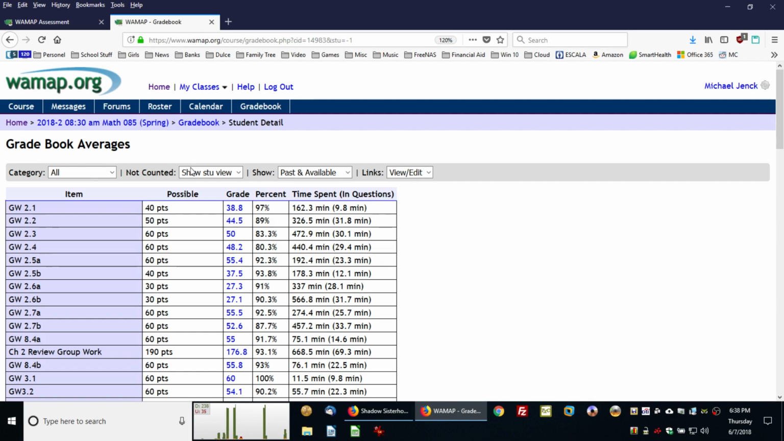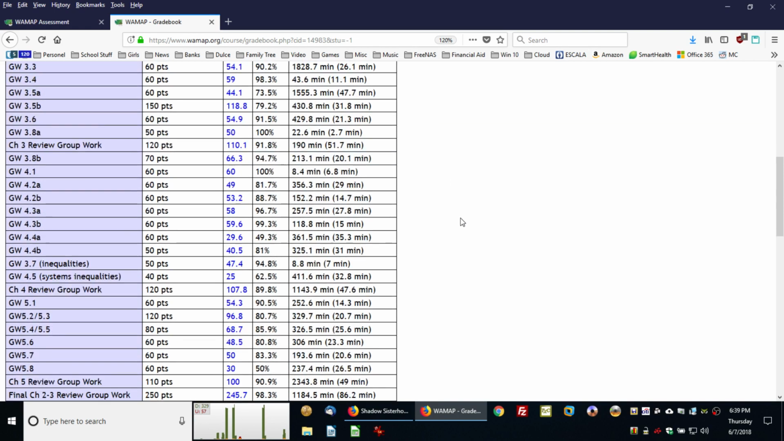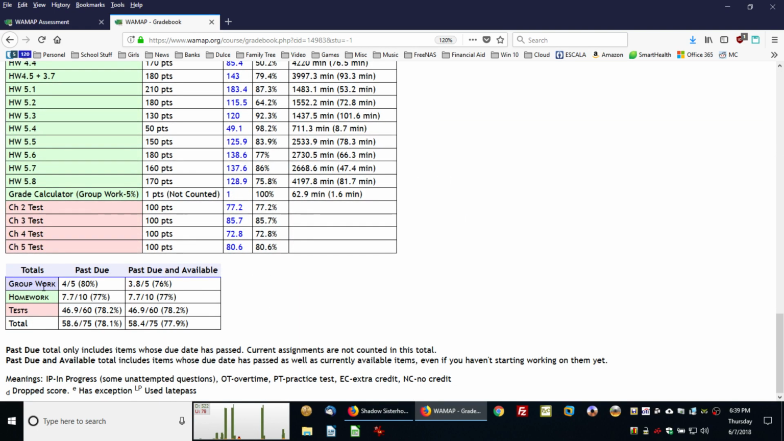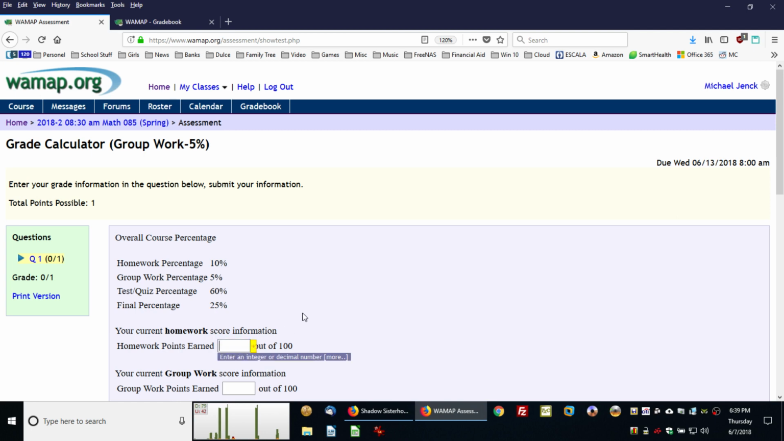This is the averages for the class, not a specific student. So I'm going to go down to the bottom, and the group work is 80%, the homework is 77%, tests are 78.2. So write those down on a piece of paper. Now we're going to go here.